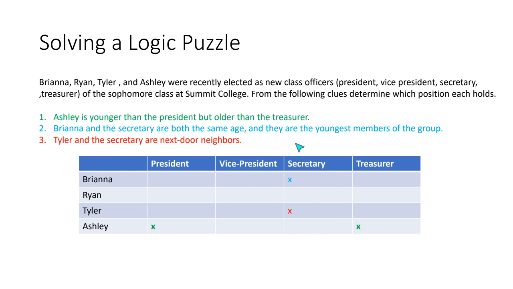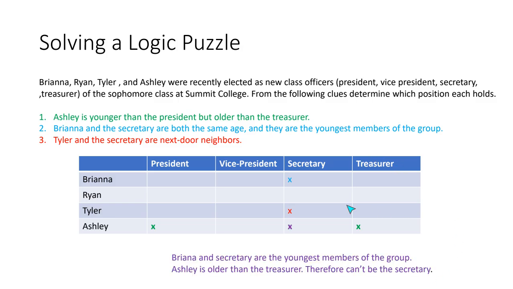So when that happens, you want to go back and read the statements and see what else we can use in those 3 things that they give us. Okay, so Ashley is younger than the president, but older than the treasurer. And then Brianna and the secretary are both the same age, and they're the youngest members. So that's a keyword here, the youngest members.